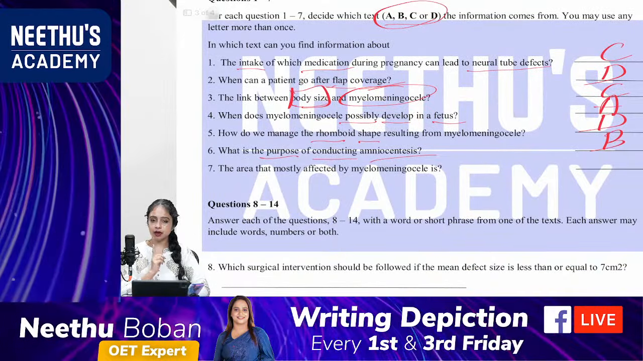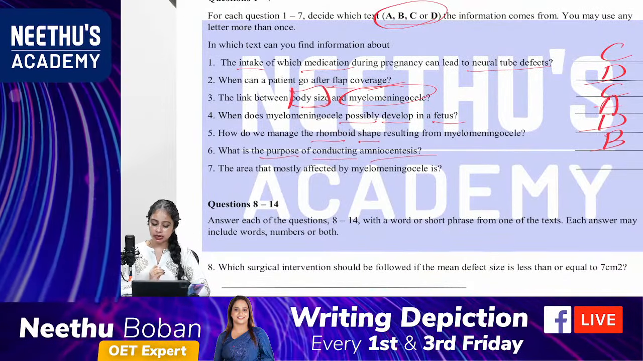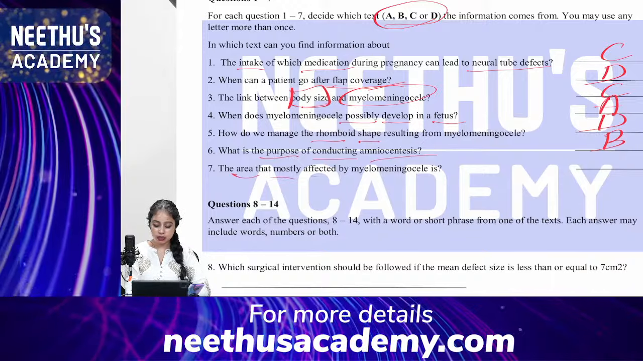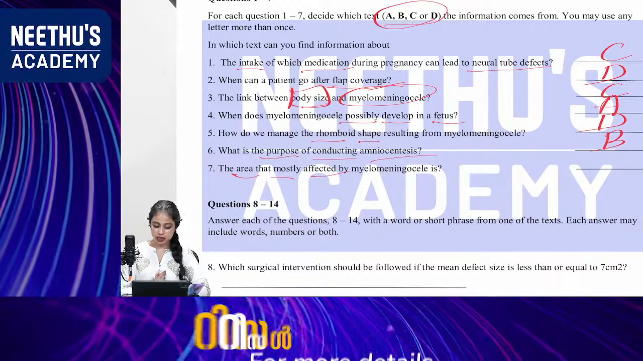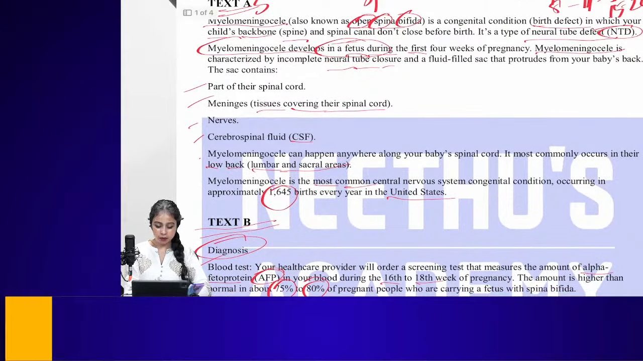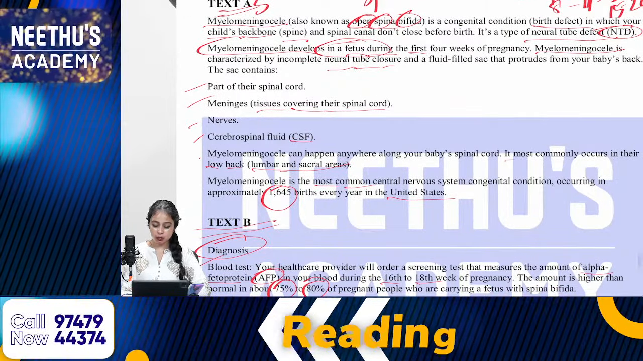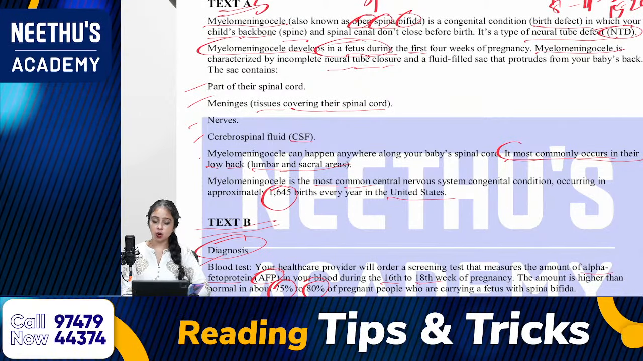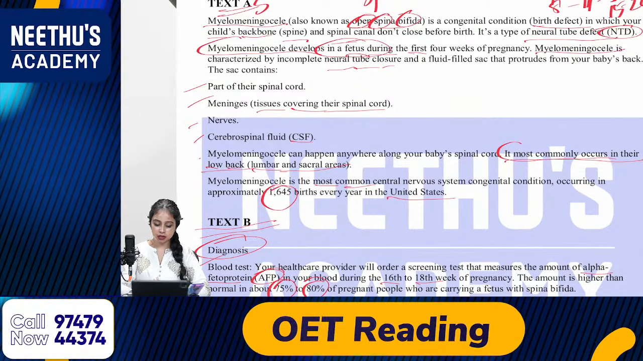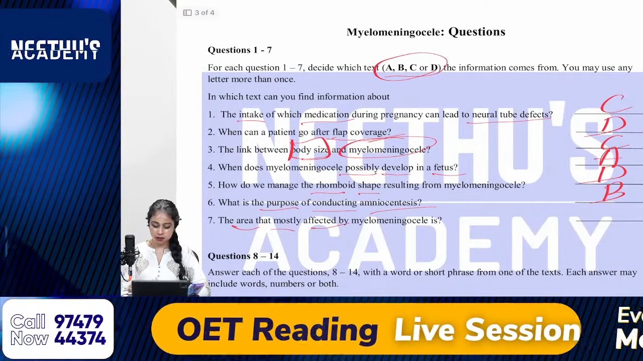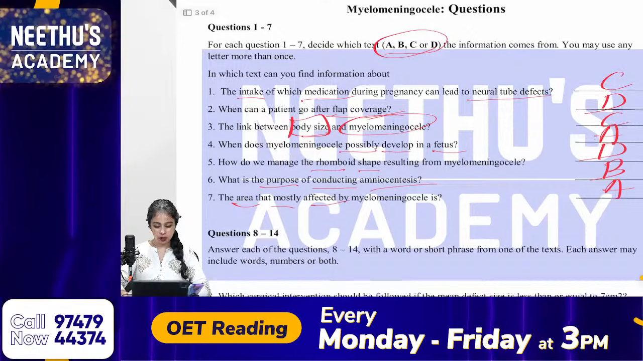And the final one, the area that is mostly affected by spina bifida is dash. So the area mostly affected. So that answer should be from text A. See, where is the area? It most commonly occurs in the low back. So that should be the answer, which is from text A. So these are the answers.